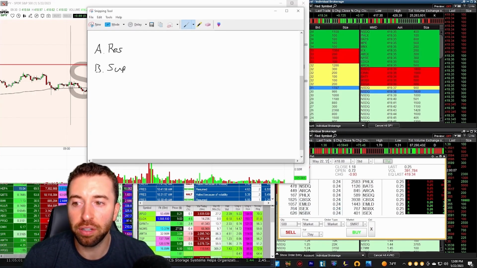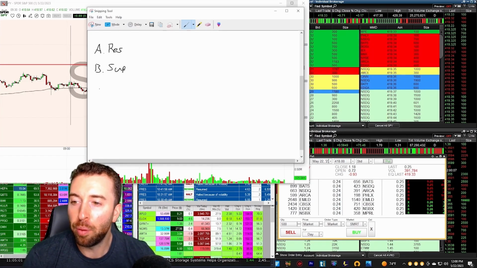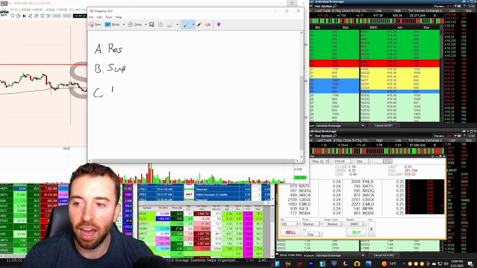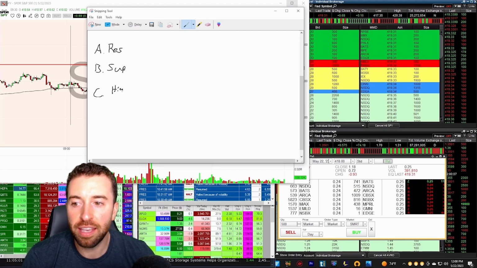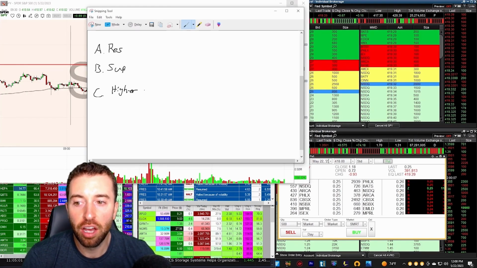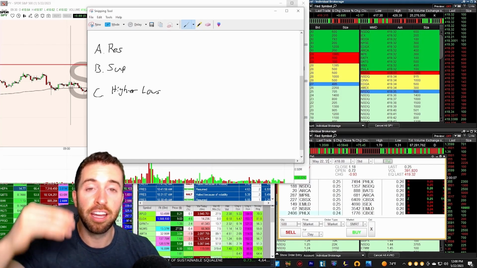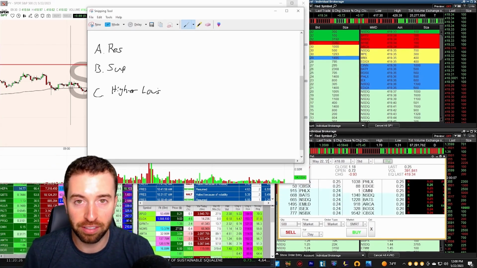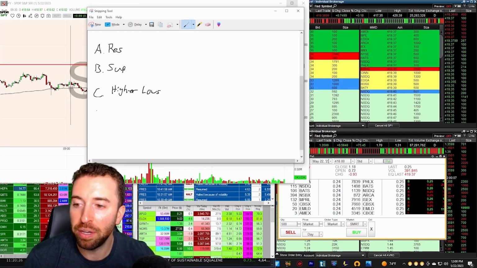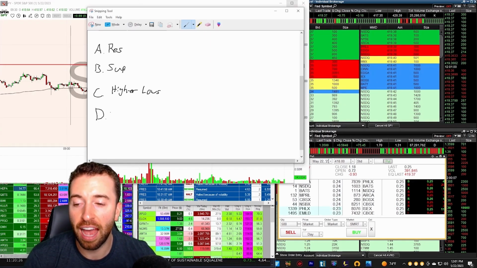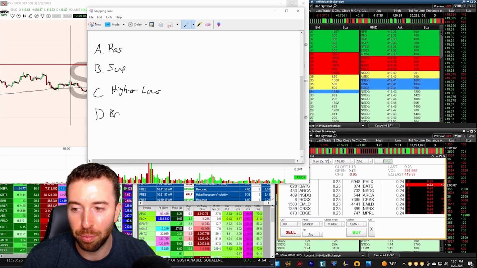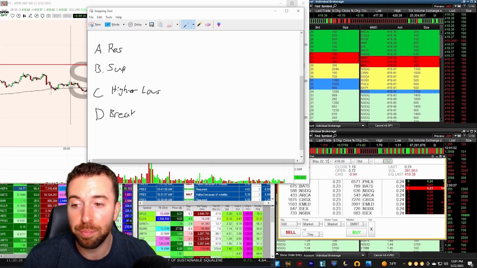Where is the support going to be? The bottom. Point C is going to be the higher lows. Once we see higher lows start being established, we could start being able to jump in on that play because we know psychologically traders are going to start gaining confidence. And then last but not least, we do have point D, which is going to be the actual breakout, right? The breaking point, where that could be on the good side or the bad side.